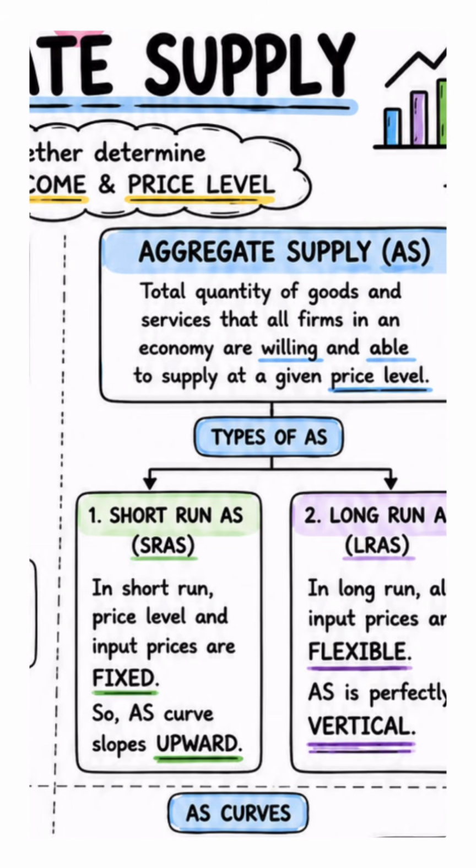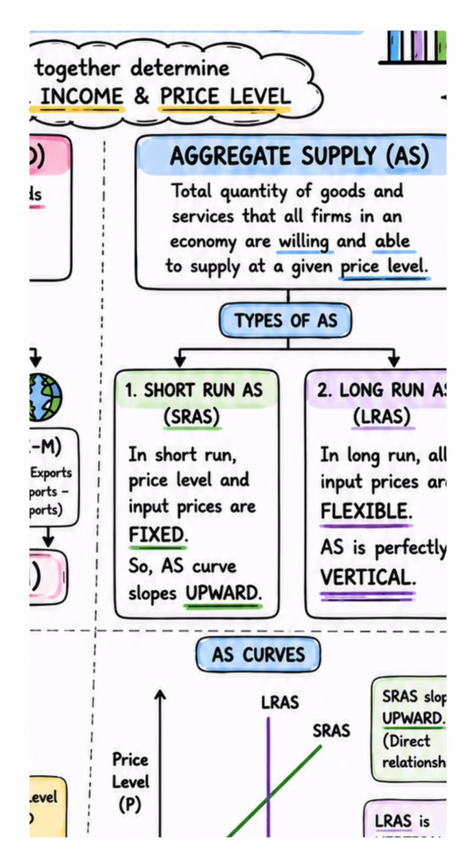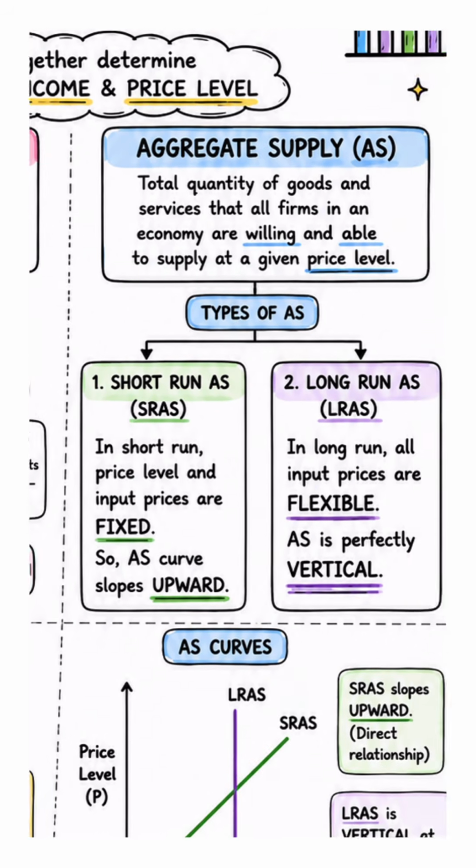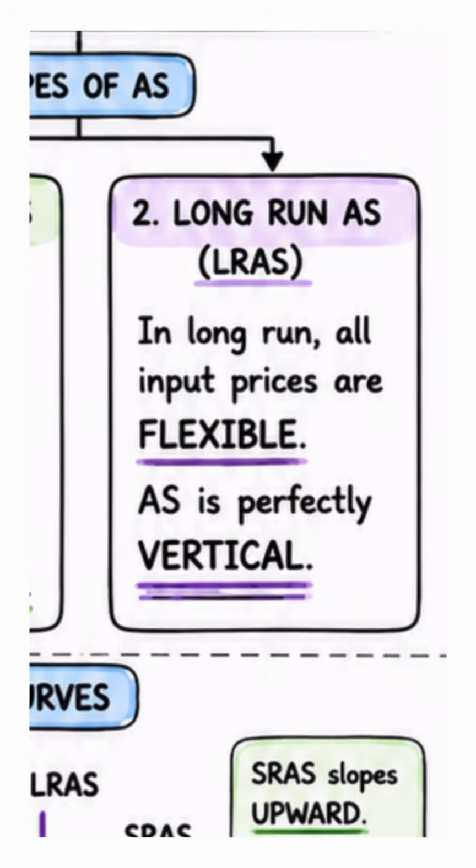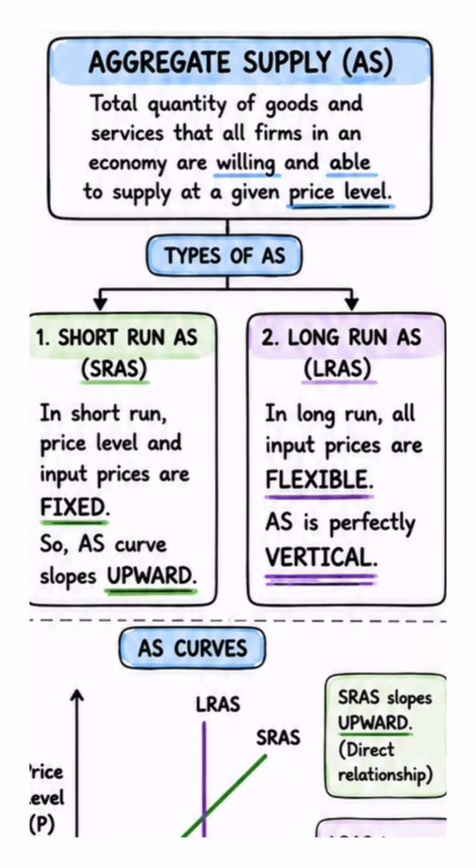Now let's understand aggregate supply: the total quantity of goods and services that all the firms in an economy are willing and able to supply at a given price level. There are two types of aggregate supply: short run and long run. In the short run, price levels and input prices are fixed, so the AS curve slopes upwards. In the long run, all input prices are flexible.